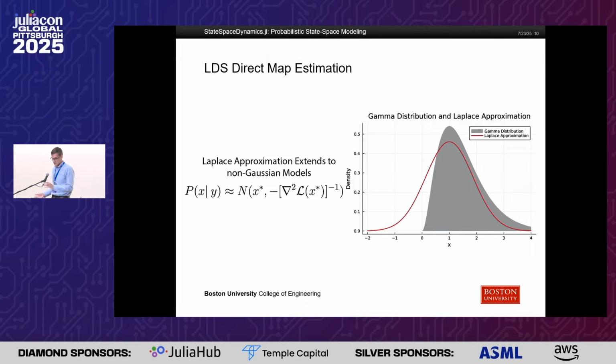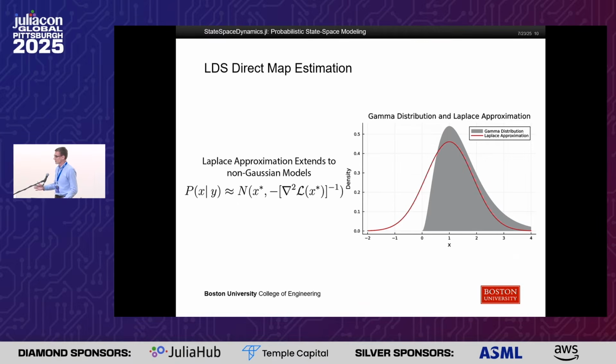Once we have this MAP estimate, we can construct the posterior distribution through a Laplace approximation. Basically, we construct a normal distribution centered at that MAP estimate with the inverse of this Hessian matrix as the covariance. Now, again, if you have a linear Gaussian model, this will be the exact posterior because the true posterior is a Gaussian distribution.